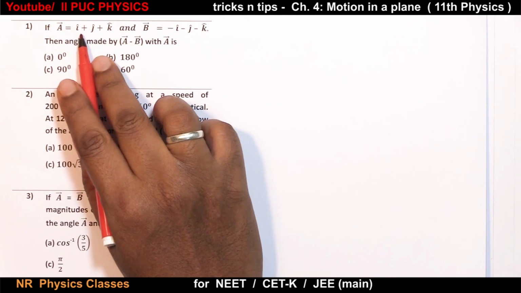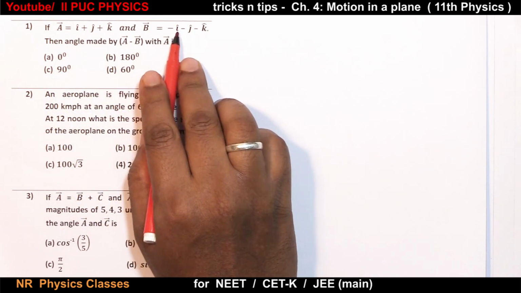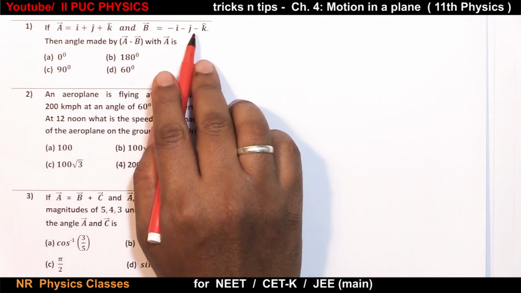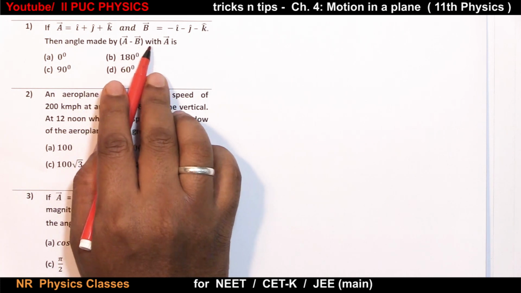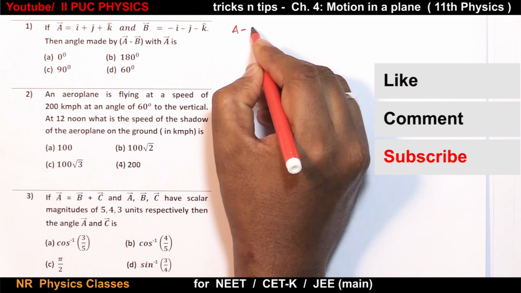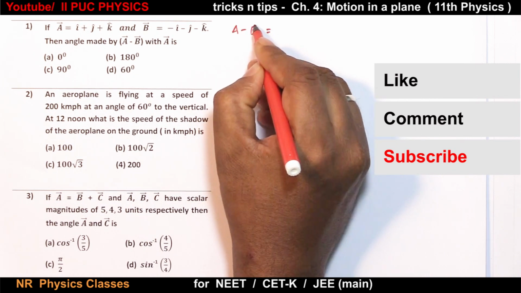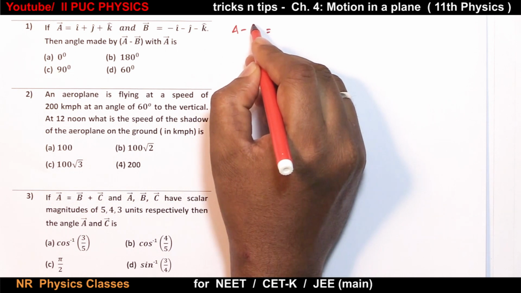If A is equal to i plus j plus k, and B is minus i minus j minus k, then find the angle made by A minus B with A. So let us find A minus B first. Of course, these are vectors. Let us not write the vector notation because it kills time.